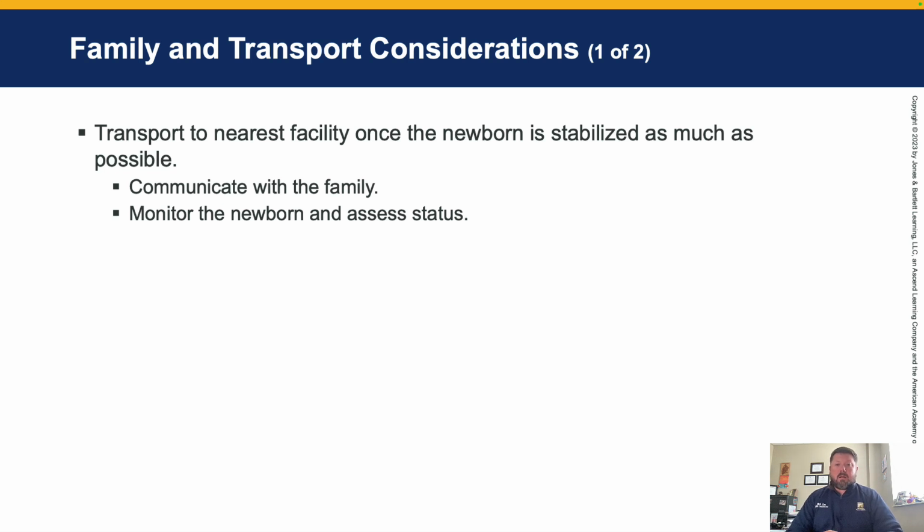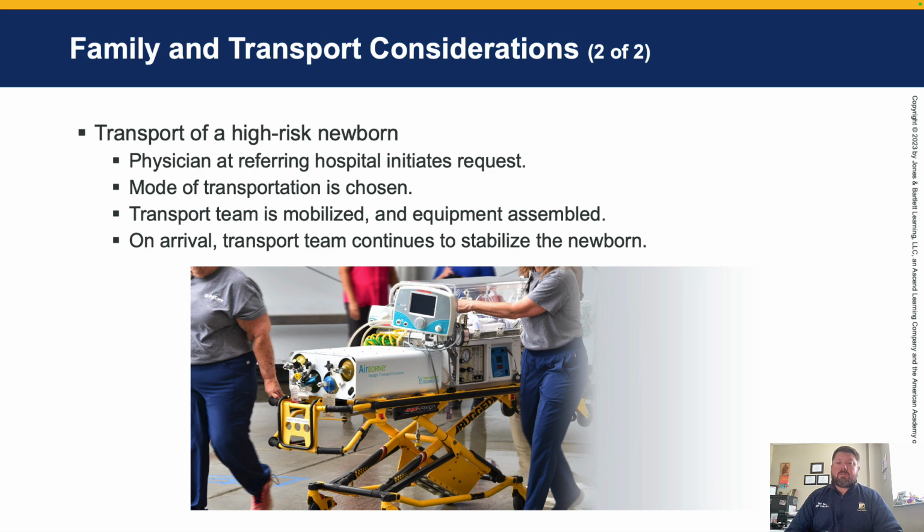Do not be specific about survival statistics with the family or caregivers, and if you cannot answer questions, tell them you will put them in touch with those who can. Development of new techniques for newborn care has reduced mortality among high-risk newborns. It may be necessary to transfer critically ill newborns to a regional center to get needed treatment. Transport of a high-risk newborn should include the following steps. A physician at the referring hospital initiates a request for transport. Mode of transportation is chosen depending on distance, availability, and weather conditions, and the transport team is mobilized and equipment assembled.